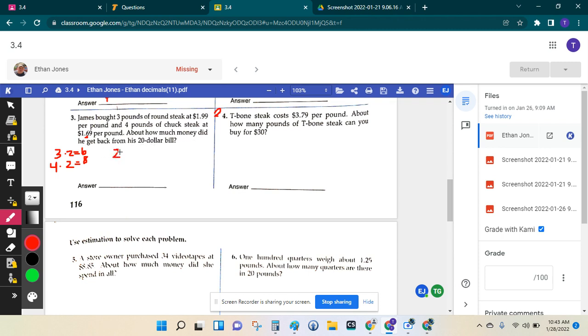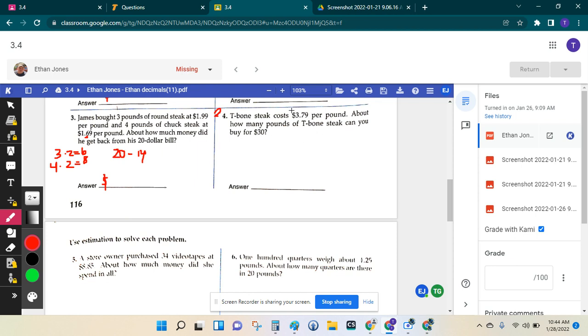So you would say 20 take away 14, and then that's going to give you your answer. It's how many dollars. Okay, here you've got T-bone steaks cost $3.79 a pound. About how many pounds of T-bone steak can you buy for $30?